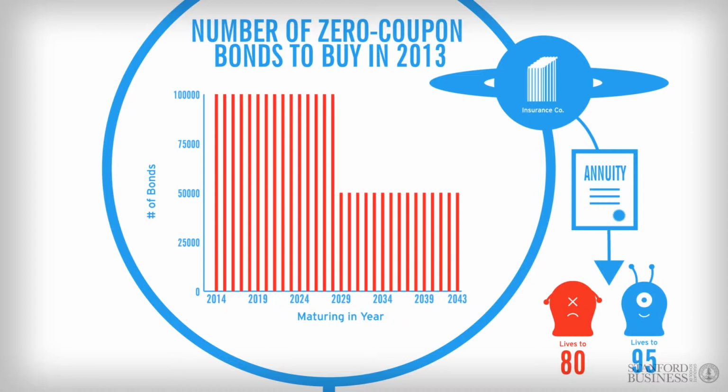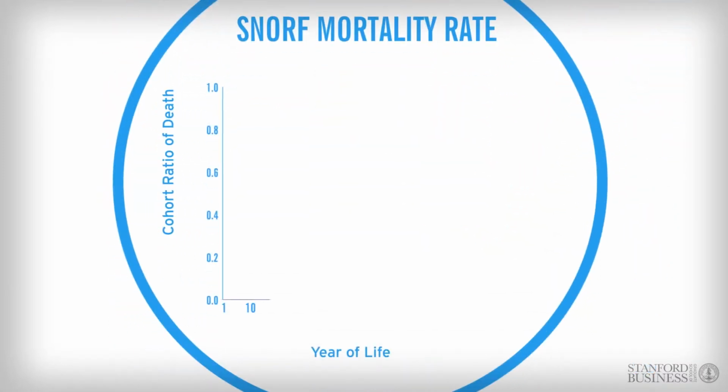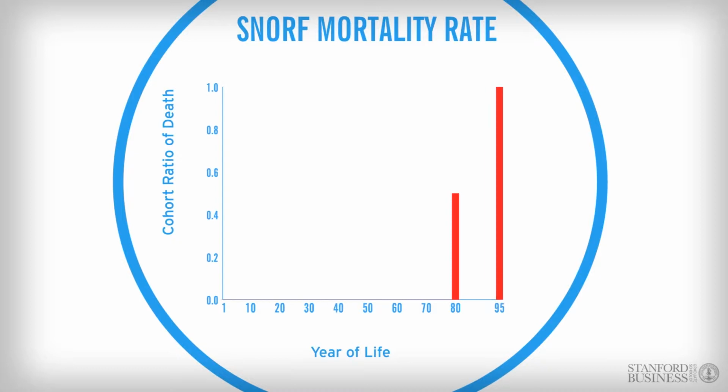We can also define for this population a mortality rate, also known as a death probability. For this population, mortality is 0 until the age of 80, at which point it spikes up to 50% during the year the population turns 81, after which it returns to 0 for a while, and then finally spikes up to 100% at age 95.